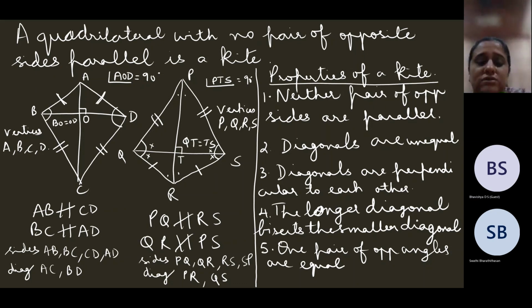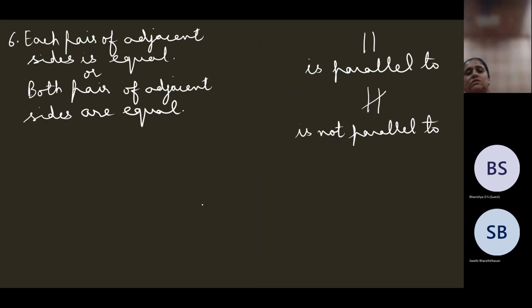Okay. So one pair of opposite angles is equal. So that means this angle will be equal to this angle. And in this figure, this angle will be equal to this angle. Write on this.